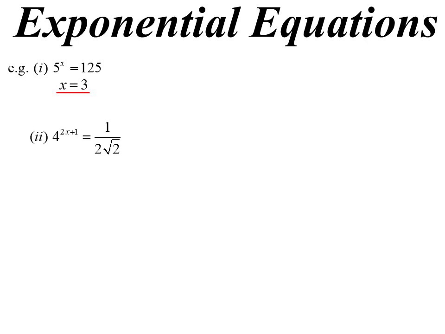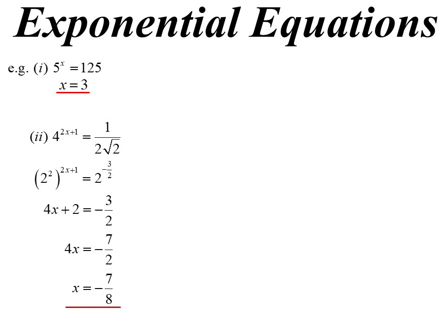This one's not as obvious, but we could rewrite both of these as base 2, because 4 is 2 squared, and on the right hand side we have 2 to the power of negative 3 on 2. Just playing around on the left hand side, because we multiply the powers, that becomes 4x plus 2, and eventually we get x is minus 7 on 8.